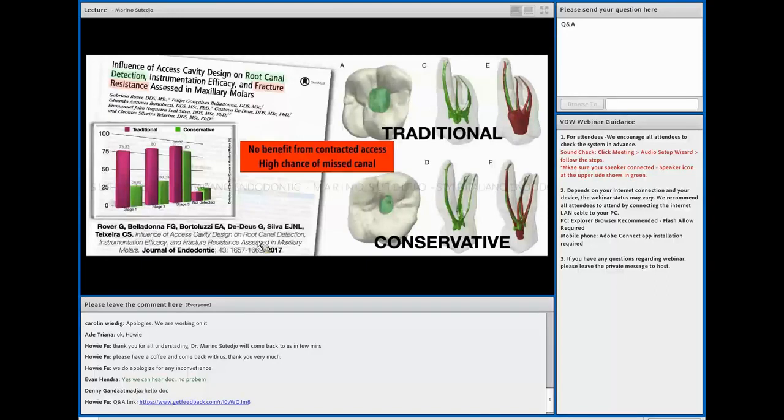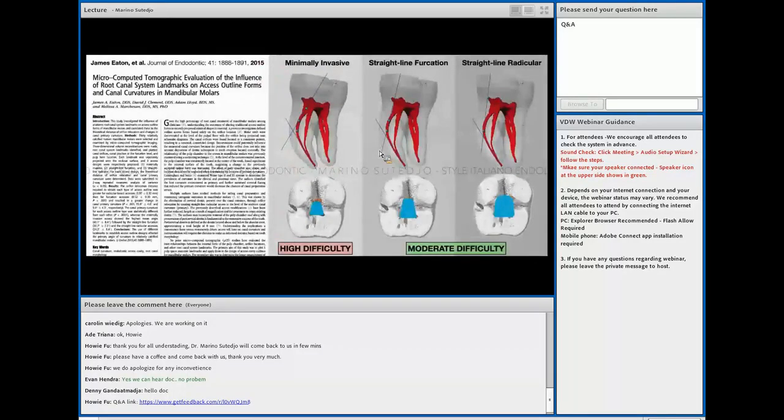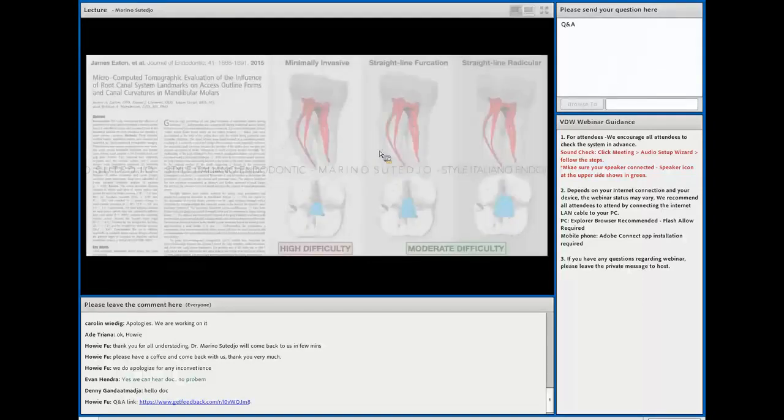And we need to understand, if you try to do a conservative access cavity, from this journal you don't have that much benefit other than saving tooth structure, because there is also a high chance of missed canals. And why is there a high chance of missed canals? Because if you do a contracted access, you may have less visibility of your root canal anatomy. And if you don't have that much visibility, I think it will be dangerous, because you cannot see all the possible variations of the root canal anatomy. And not to mention, a conservative access cavity also increases the difficulty level of our instrumentation.